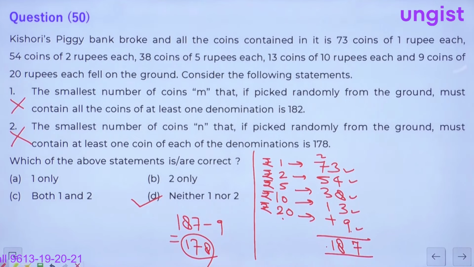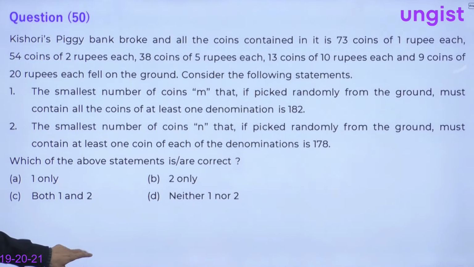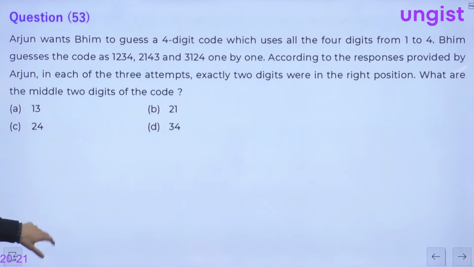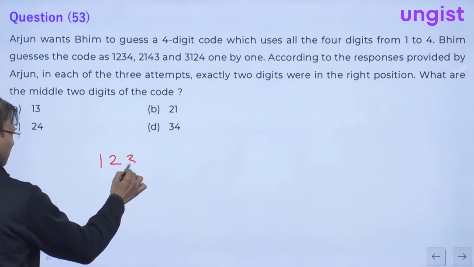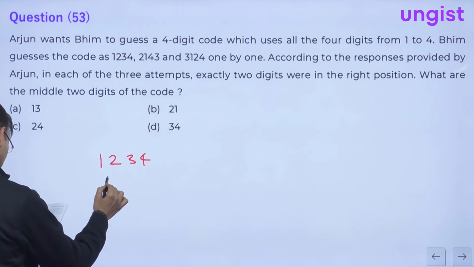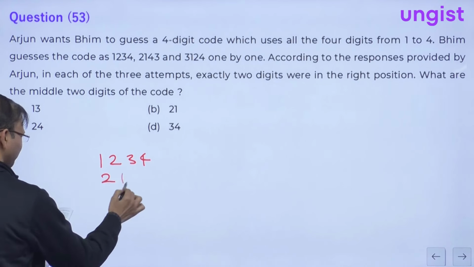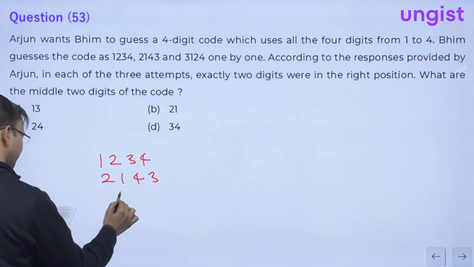Chaliye zara. After that, 50 reading comprehension, then Bhim. Bhim, huh? Chota Bhim, huh? Arjun wants Bhim to guess a 4-digit code which uses all the 4 digits from 1 to 4. Okay. So Bhim says it is 1, 2, 3, 4. And then it is 2, 1, 4, 3. And then it is 3, 1, 2, 4.